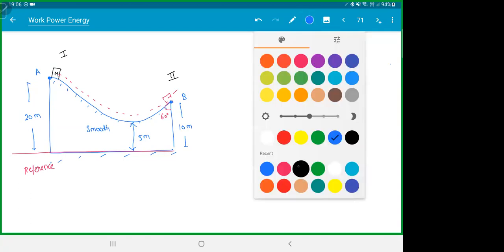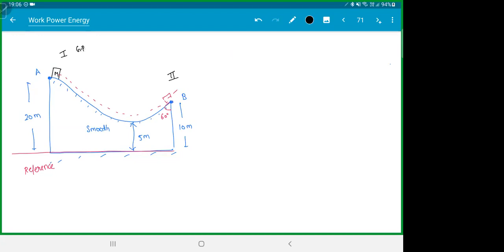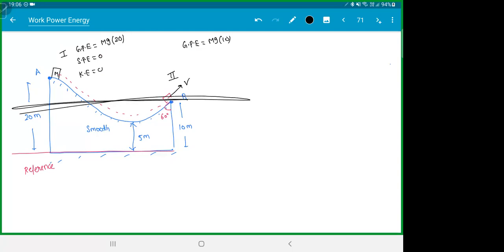So step 1, step 2. Gravitational potential energy, mg 20. Spring potential energy: there's no spring, so I need not write it, but I'm showing you. Kinetic energy, 0. Here the velocity is v. Gravitational potential energy, mg 10. I could have chosen this as the reference line, but it doesn't matter. Spring, there's no spring here. Kinetic, half mv square.